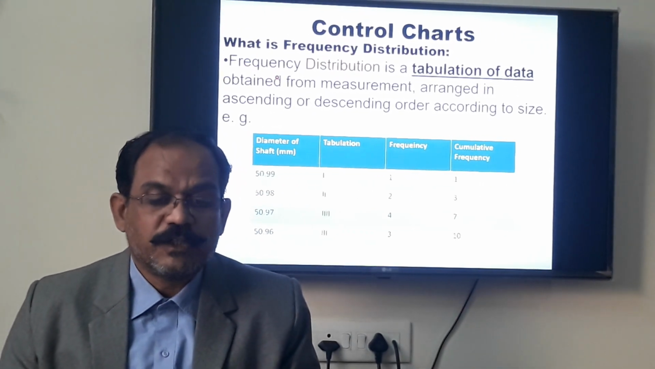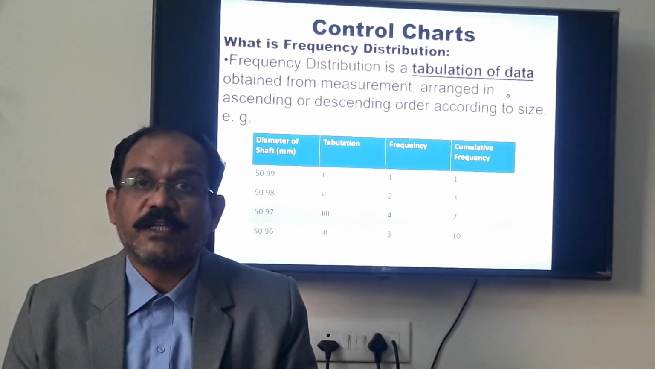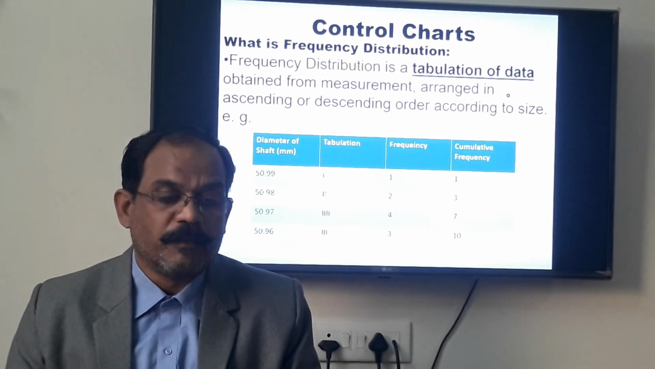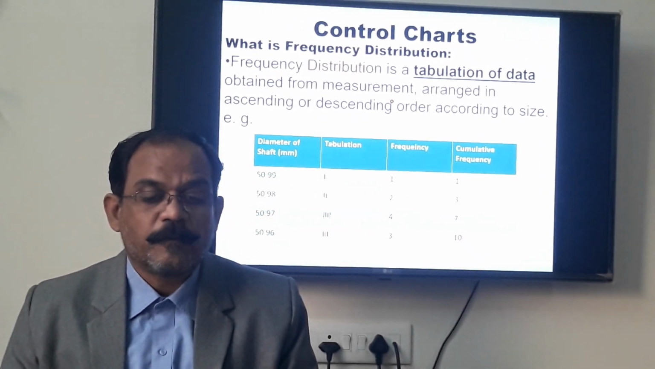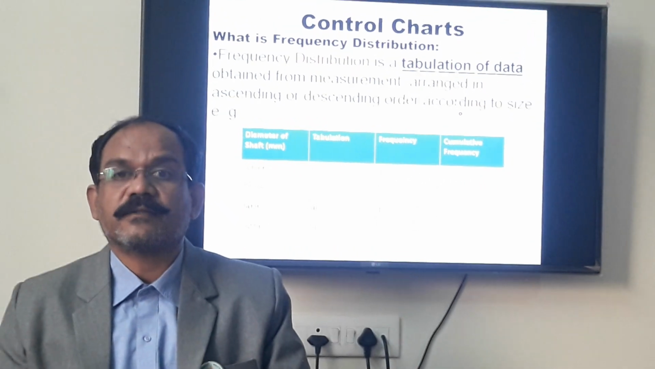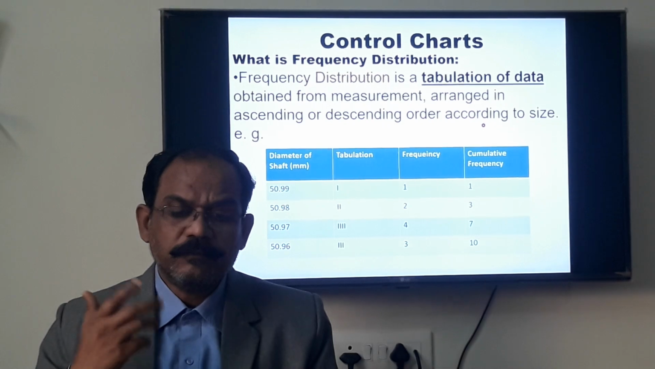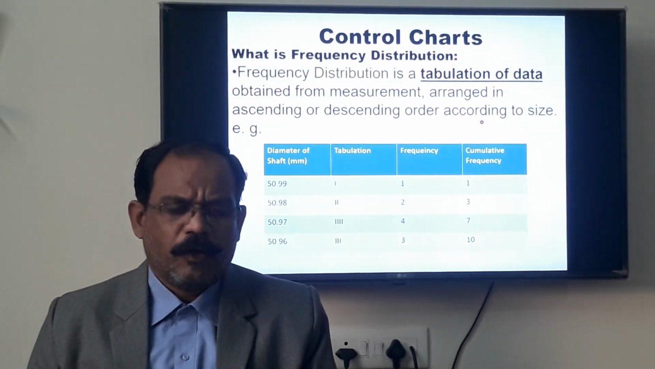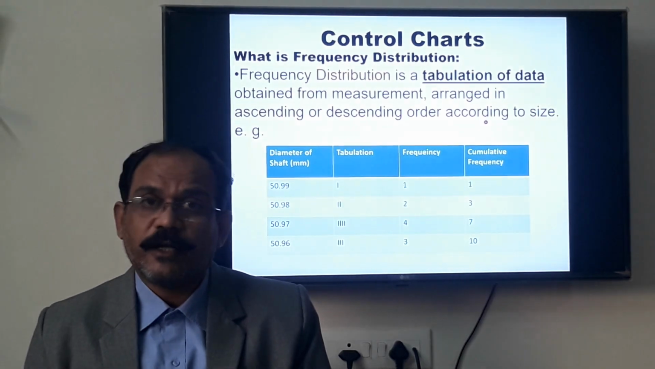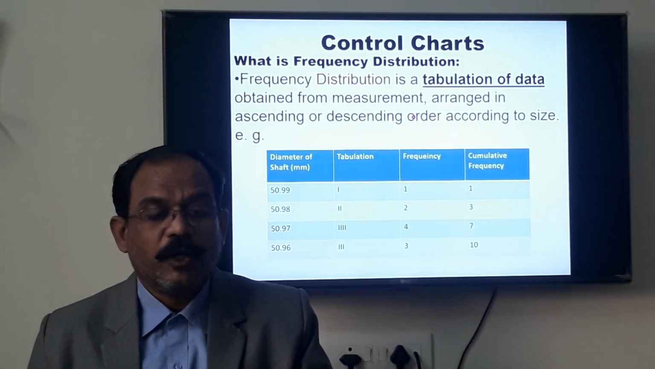So frequency distribution is a tabulation of data. Tabulation means it is in tabular form. We will make a tabular form obtained from measurement, arranged in ascending or descending order according to the size, because data needs to be arranged ascending or descending according to the values obtained. It may be attribute data or variable data, any data. First of all, we'll arrange it.